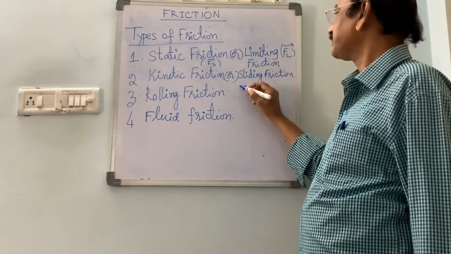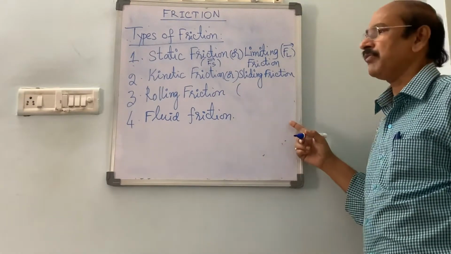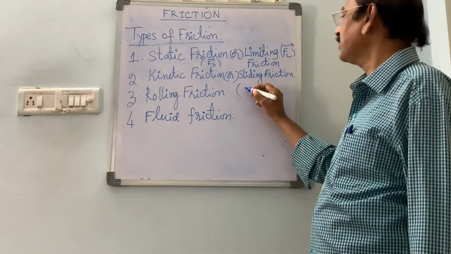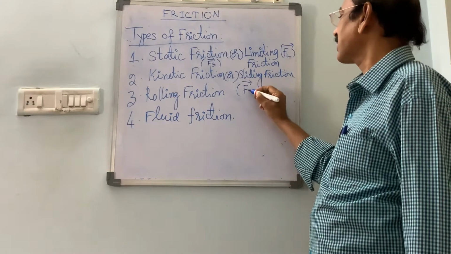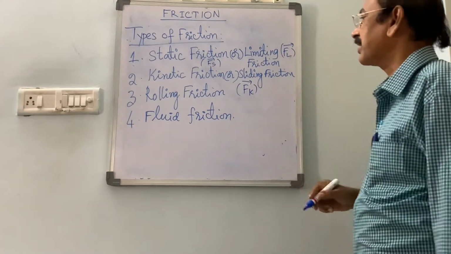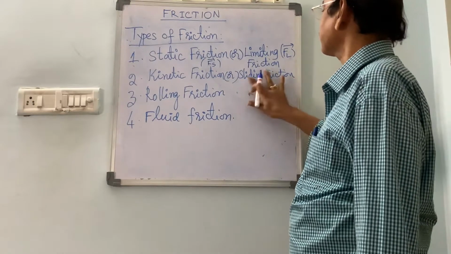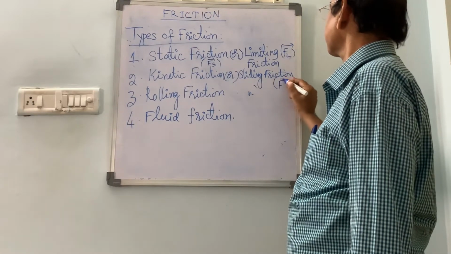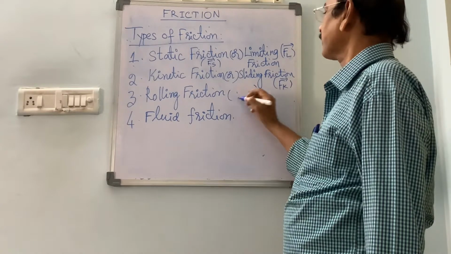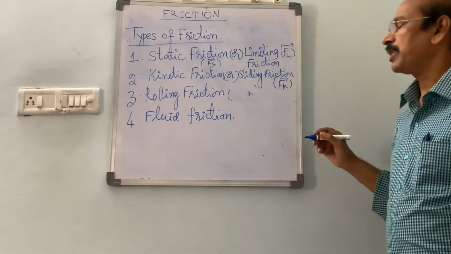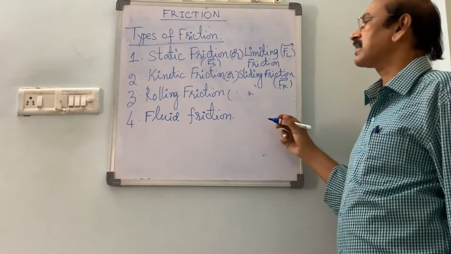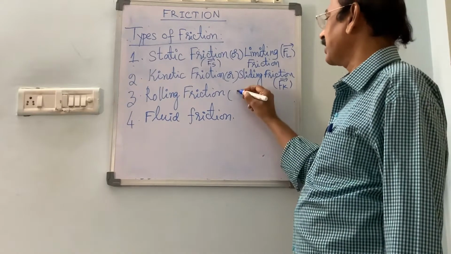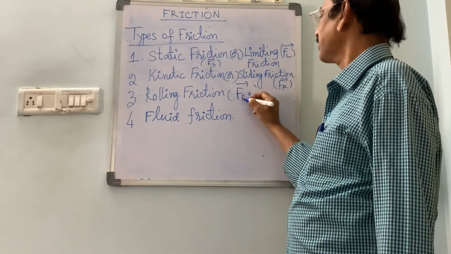Kinetic friction comes into play when one body moves on the surface of another body. It is generally denoted by F bar K. Rolling friction comes into play when one body rolls on the surface of another body. It is denoted by F R.